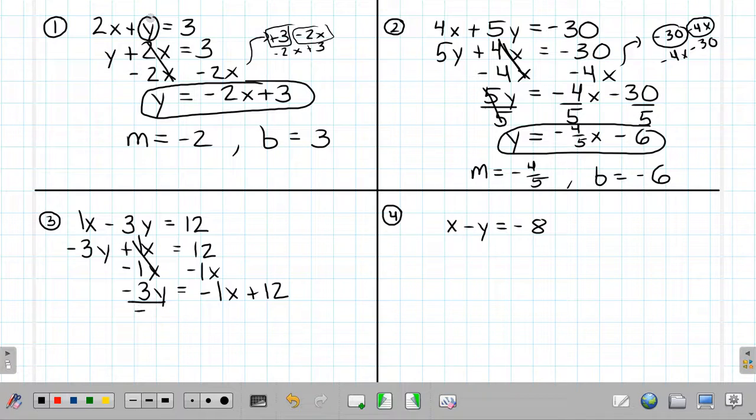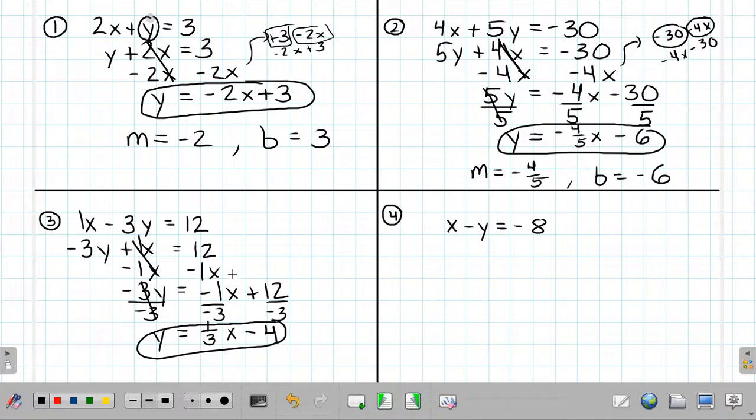And then we just divide by negative 3. But we've got to do it in a way that makes it easy for us, okay? So when we divide this side by negative 3, that goes away. So we have y is equal to negative 1 over negative 3, which is positive 1/3 x. Positive 12 over negative 3 gives me a negative 4, so minus 4.